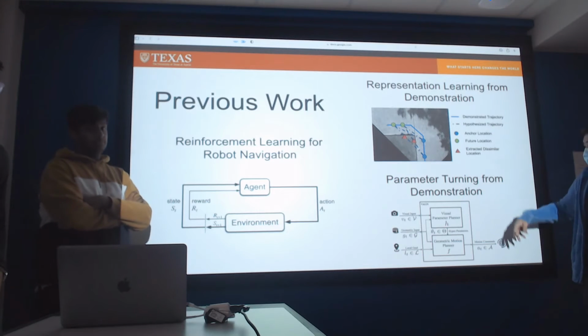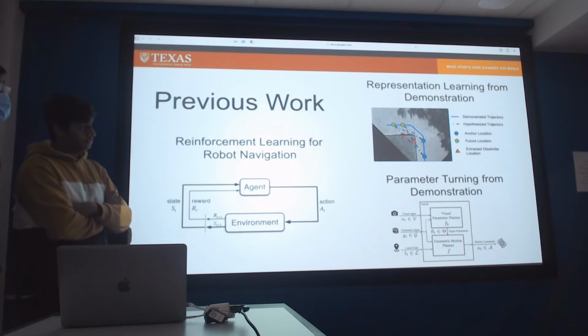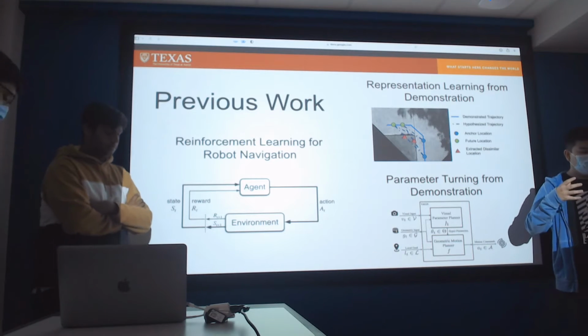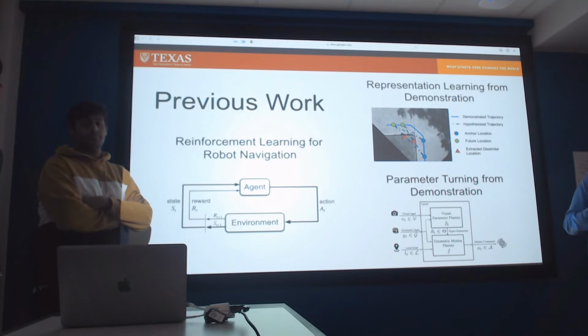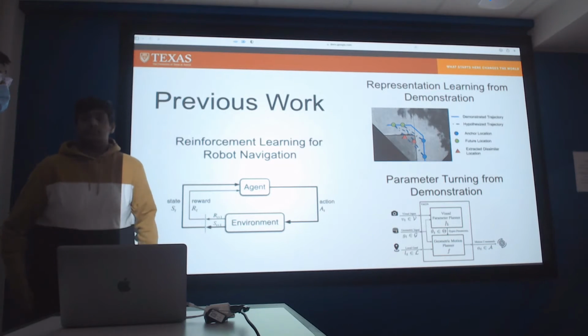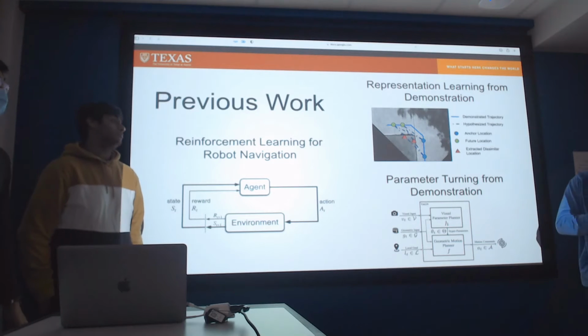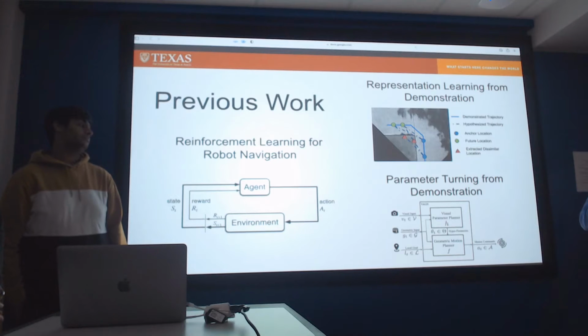And in this, we have two papers we have to discuss. One is representation learning from demonstration, where we learn a representation of a certain environment, and we observe which environment was preferred by the demonstrator, and we try to match that environment as closely as possible in order to generate a path that is very, very close to human demonstration. Another one is to do parameter tuning from demonstration, such as it works in APPLD, in which we try to learn a parameter policy from a human demonstration.